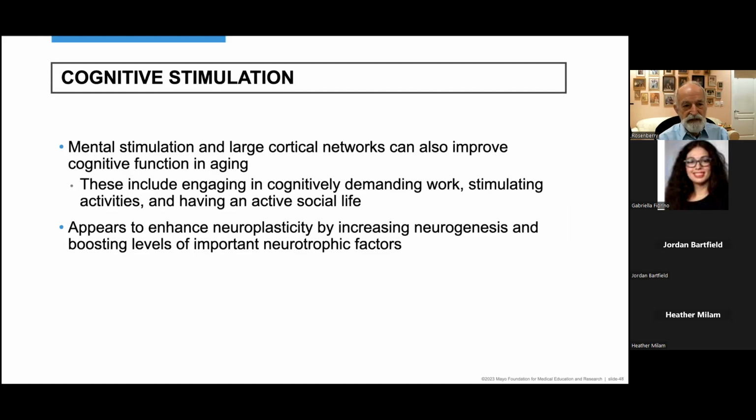Mental stimulation and social cognitive stimulation can also improve cognitive function in aging. These include engaging in cognitively demanding work, stimulating activities, and having an active social life. This cognitive stimulation also appears to enhance neuroplasticity by increasing neurogenesis and by boosting levels of important neurotrophic factors. Next.